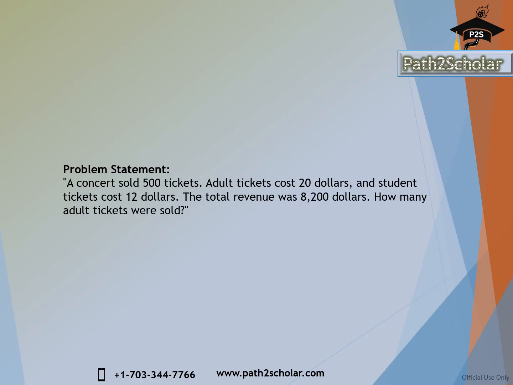So, the problem states a concert sold 500 tickets. Adult tickets cost $20 and student tickets cost $12. The total revenue was $8,200. How many adult tickets were sold? So our givens for the problem are that the concert sold a total of 500 tickets. Adult tickets cost $20 and student tickets cost $12, and the total revenue was $8,200.